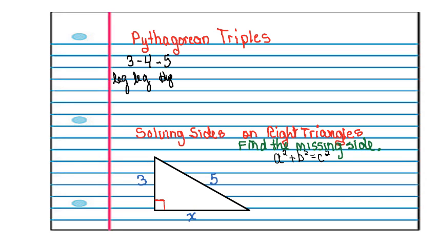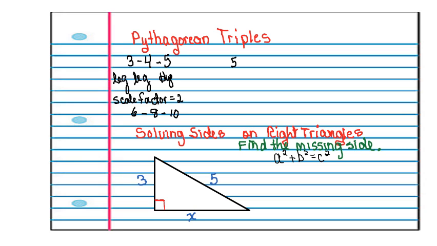There are several different spins on the 3, 4, 5, and that's just because you can scale factor them. Remember, a scale factor is a similar and proportional shape, or triangle in this case, where every side is multiplied by the same number. So if we scale factor this at a 2 to 1, another Pythagorean triple would be 3 times 2 is 6, 4 times 2 is 8, and 5 times 2 is 10. There's infinitely many of these, just depending on what your scale factor is.